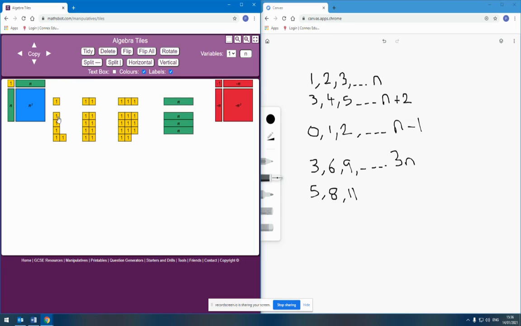What we're seeing here is for every one of these, I can make 3 rows of my number. So 3 1s, 3 2s, 3 3s, and then I'm adding an extra 2. So in general then, this must be 3n plus 2.